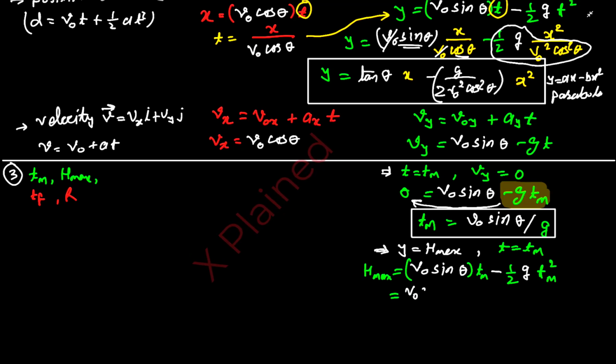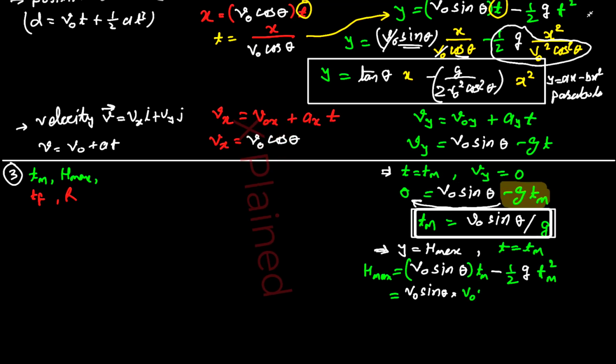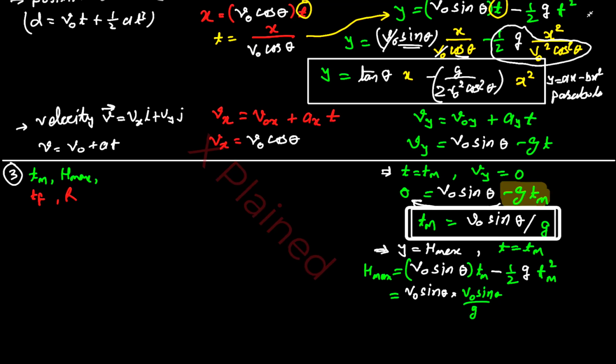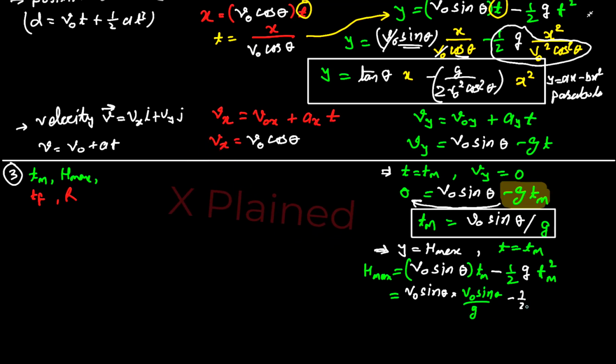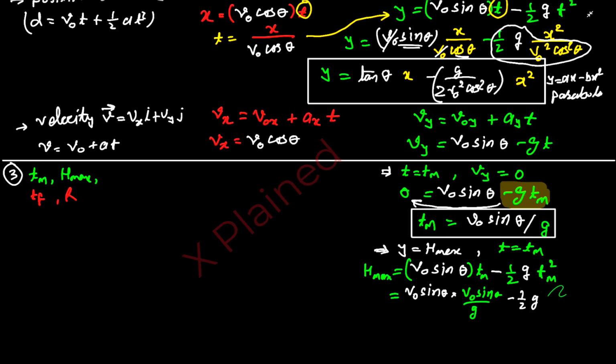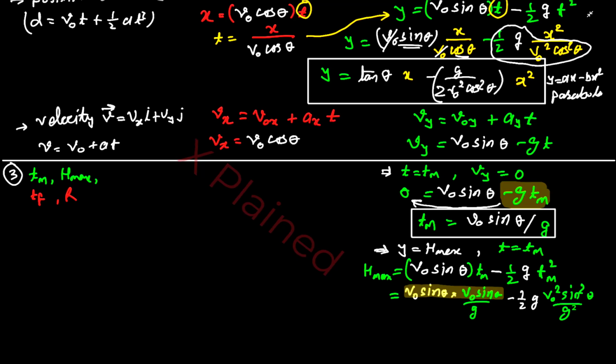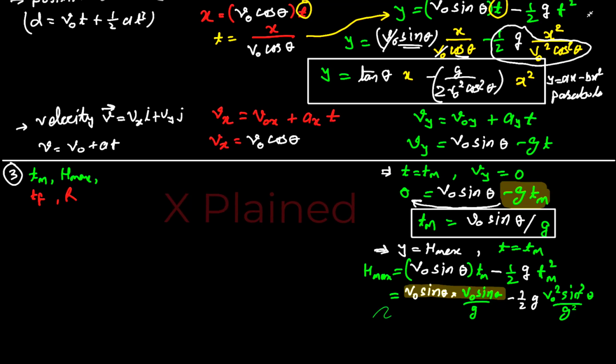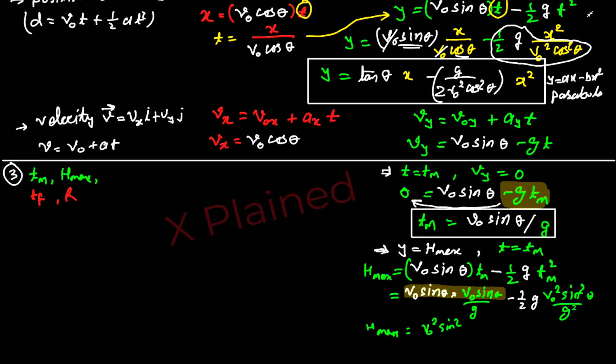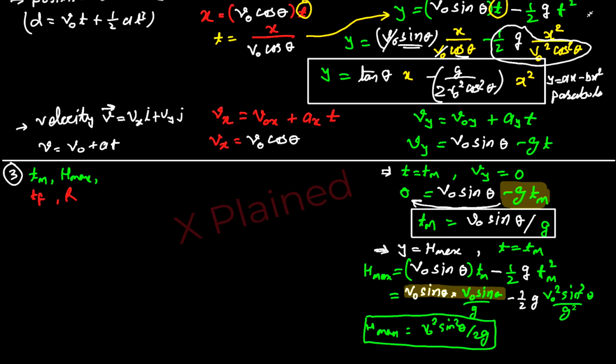So your first term will be v0 sin theta into tm, which we found as v0 sin theta by g. So your second term will become half g into tm square, or we can say v0 square sin square theta by g, half of that. So the first term will become v0 square sin square theta by g, and the second term is half of that. So your final answer will be v0 square sin square theta by 2g. So we get the equation of maximum height.